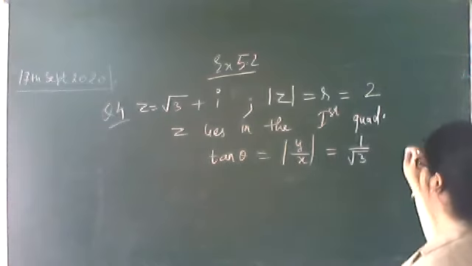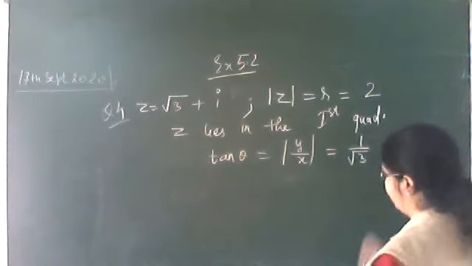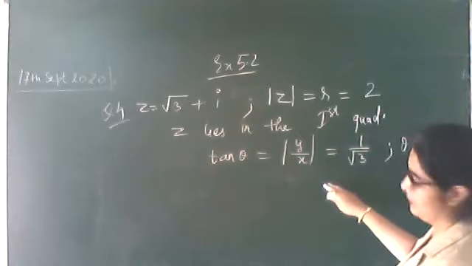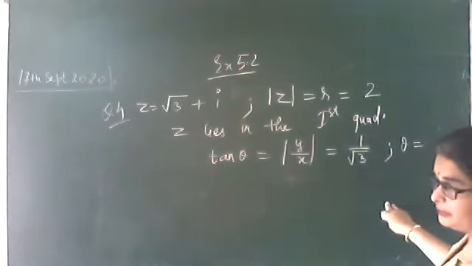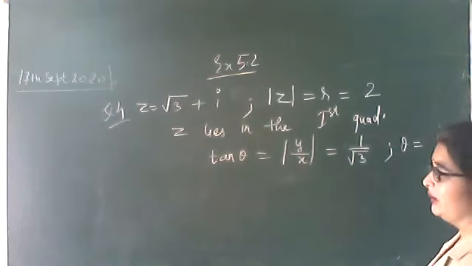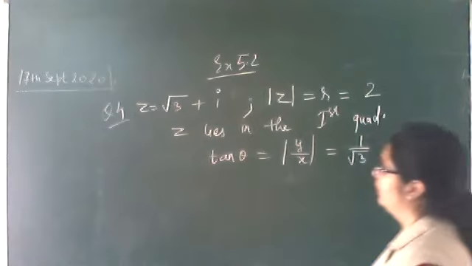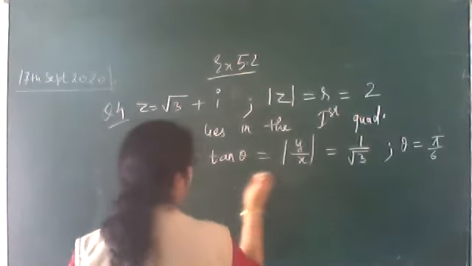Now when is tan theta 1 upon root 3? So theta is equal to what? The value of theta is? Yes, 30 degree. 30 or 60? Pi by 6. Very good. 1 by root 3, pi by 6. So your theta is pi by 6.